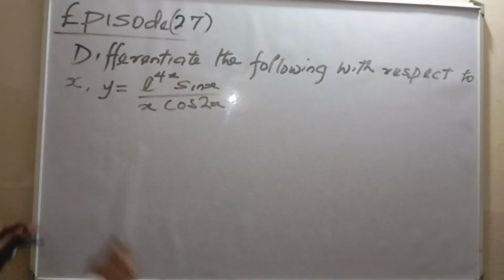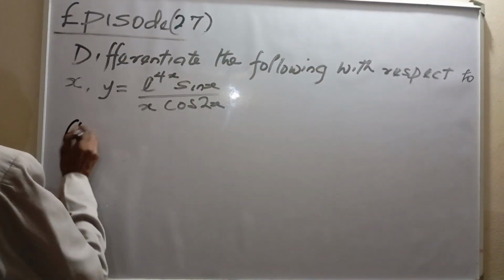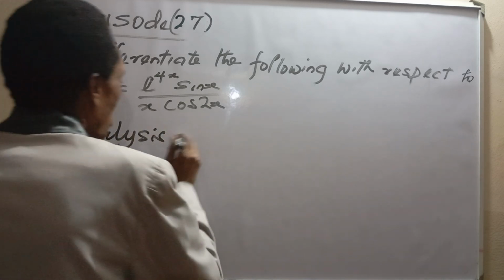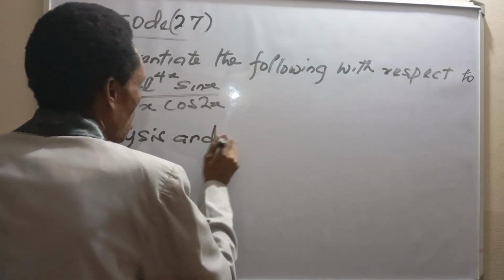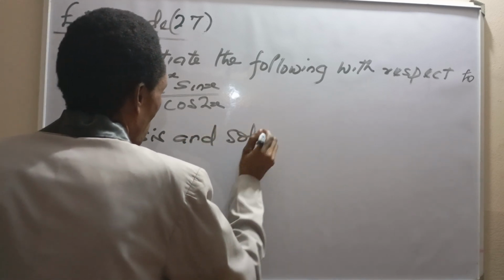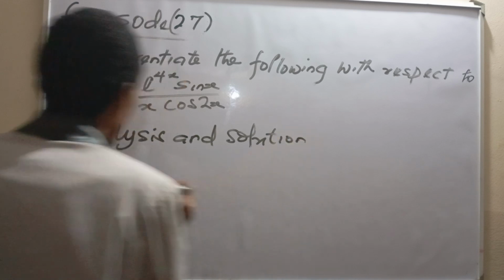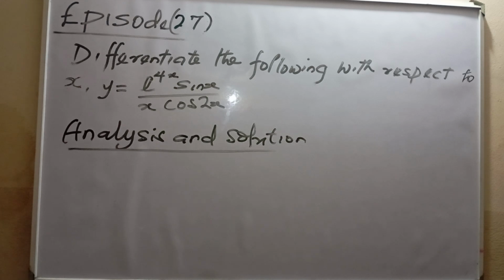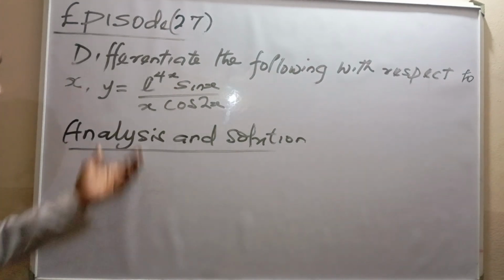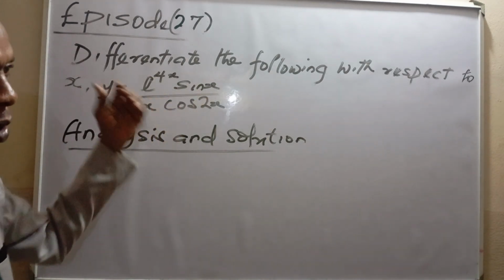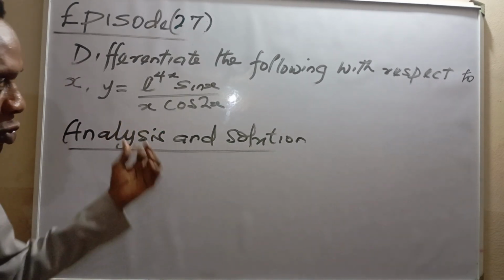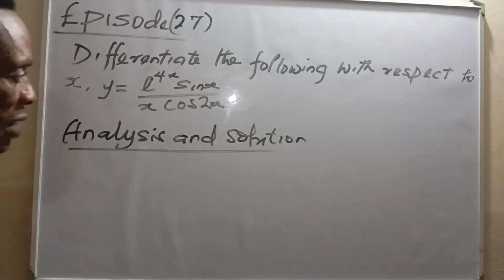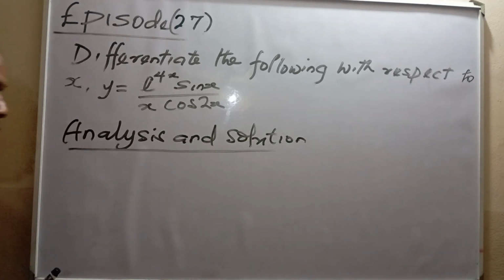Okay, the first thing is our analysis. Analysis and solution. Okay, so what you do is this. When differentiation involves more than two functions as a product or quotient, like this, which we said the best method to approach is the logarithmic method of differentiation. So you take the ln of both sides. You start in this form.